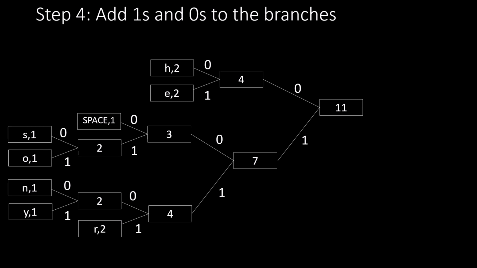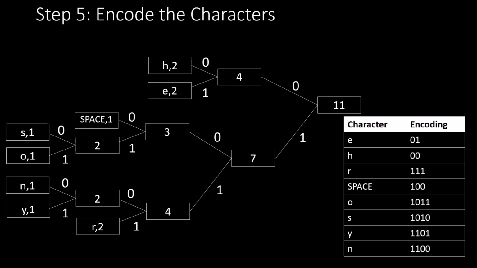The next stage is to add ones and zeros to the branches. Where the branch goes down, we add a 1. Where the branch goes up, we add a 0. In step 5, we need to encode the characters. We do this by tracing the path from the root node. The root node is the rectangle with 11 in, and we follow the path to each of the characters.